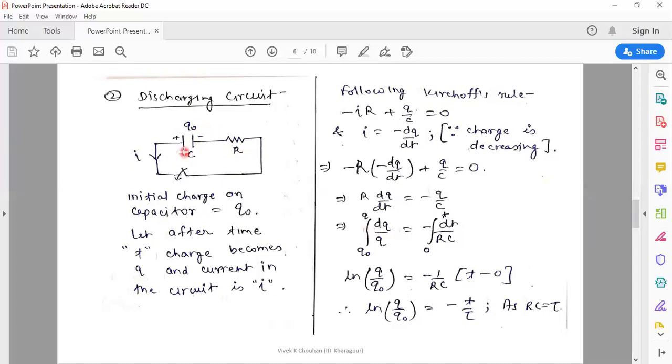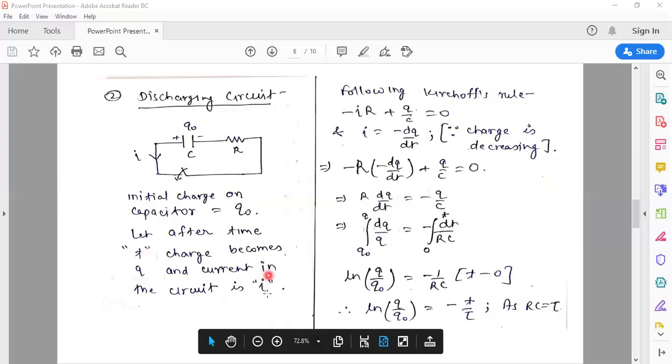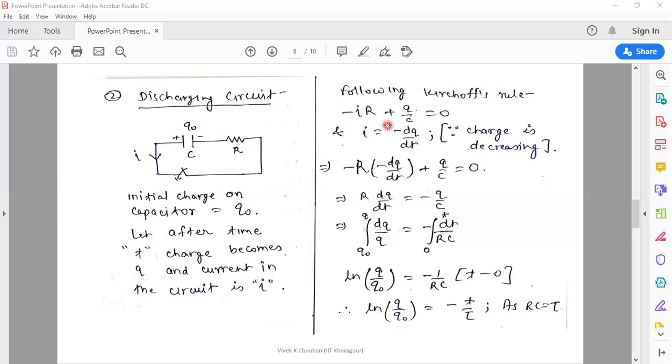Initially the charge on the capacitor was q naught, and we have assumed that after some random time t, which is not actually t equals infinity, q is the charge left over the capacitor and I is the current in the circuit. Now following Kirchhoff's rule, we will write the equation. We have to take care here that I is not dq by dt, it is actually minus dq by dt, because the charge on the capacitor is decreasing continuously.